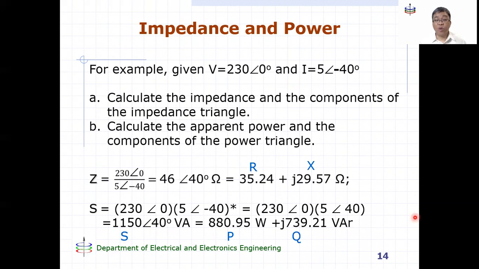So that's a quick introduction on how we use complex numbers in analyzing voltages, currents, impedances, and power. And we use that a lot in AC power systems.